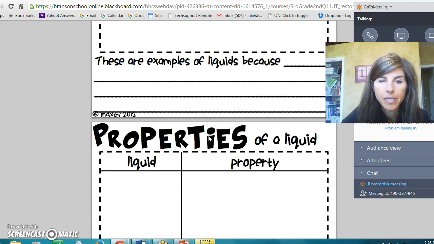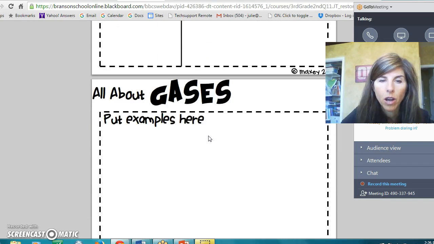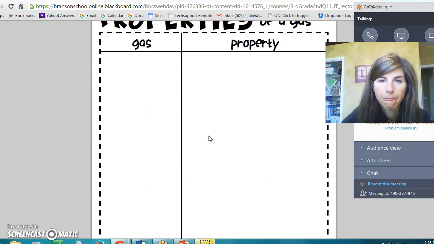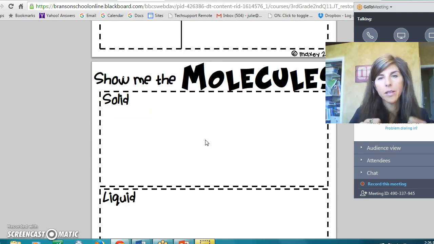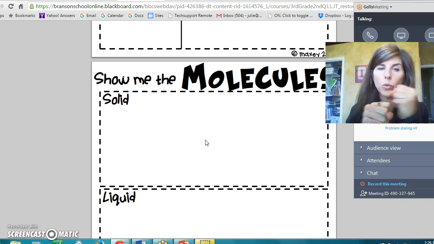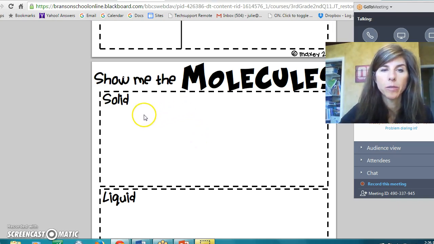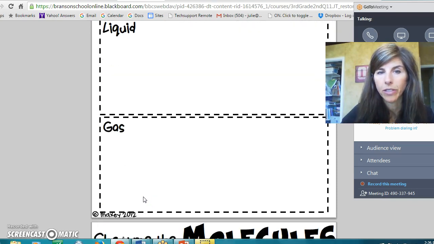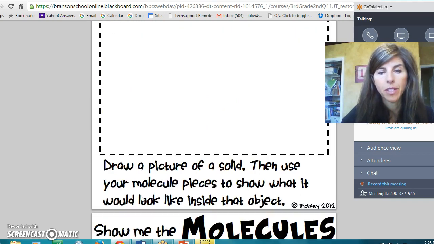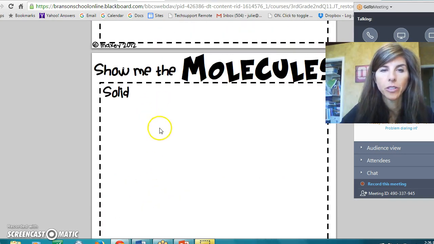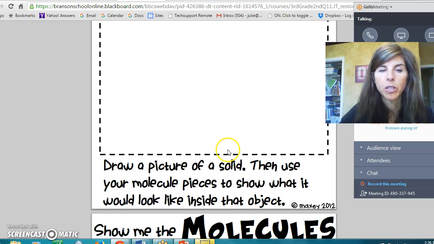You do the same thing for liquids and gases. So here you're going to show the molecules, the atoms that we talked about in the PowerPoint. Show them as a solid, as a liquid, and what they look like as a gas. And you can do the same thing here. So you just show me the molecule here, and then draw a picture of a solid, then use your molecule pieces to show what you would look like inside that object.